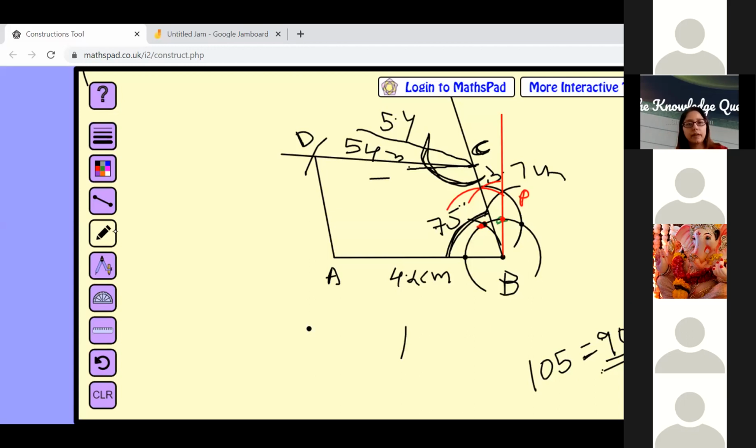I think I'm getting stuck somewhere. I don't know why. Okay, let's see where.